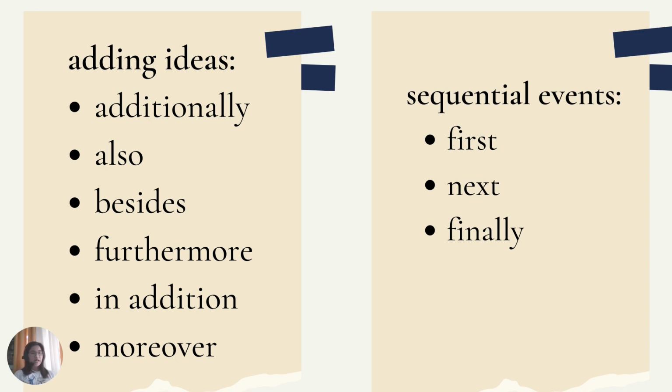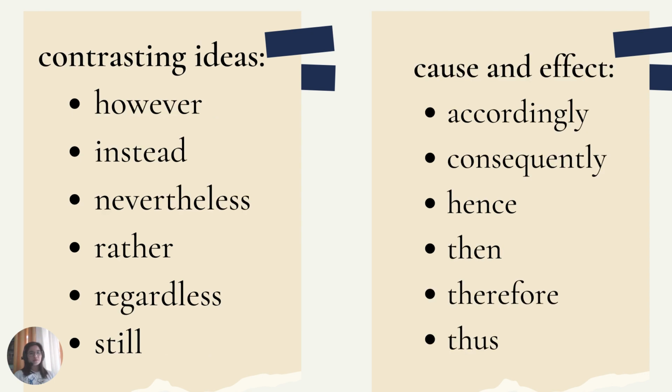So what are some examples of conjunctive adverbs? If you want to add ideas together, you can use additionally, also, besides, furthermore, in addition, and moreover. But if you'll be giving sequential events, first, next, finally are to be used. For contrasting ideas, we can use however, instead, nevertheless, rather, regardless, and still. And for cause and effect relationship, we can have accordingly, consequently, hence, then, therefore, and thus. It's important to note that there are other types of conjunctive adverbs that I did not mention here.